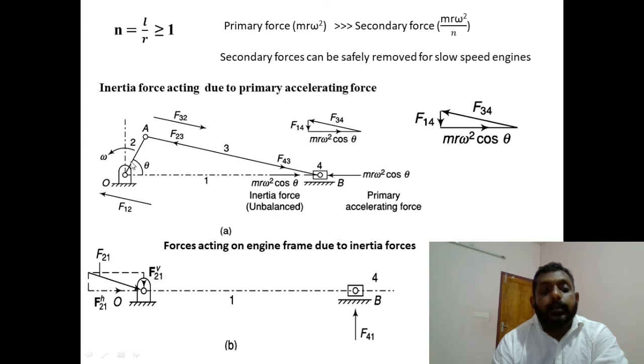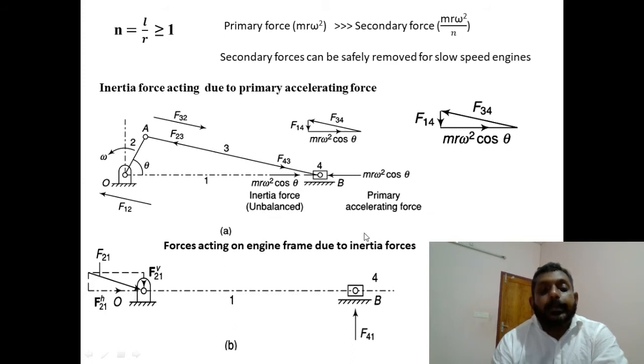At any instant when we are considering F21, we can consider the force F21 is acting on this hinged portion of member 1. At any instant, F21 has two components: one is a vertical component, F21 vertical, and another is a horizontal component, F21 horizontal. And another force acting on member 1 is F41, acting vertically upwards.